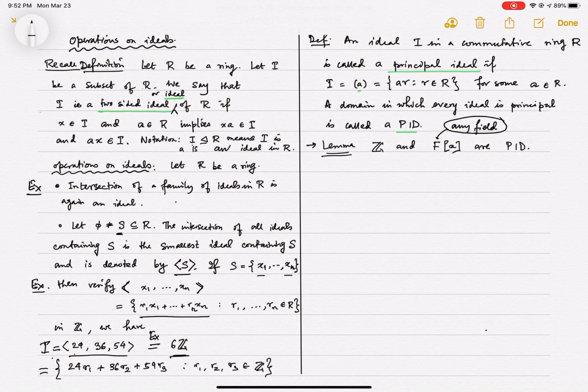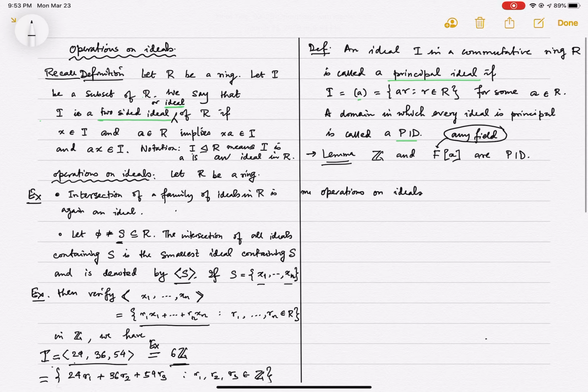So the other thing you can do is, given two ideals, you can take their sum or product. Let me explain. So operations continue. More. Let I and J be ideals in R, and let's just say R is a commutative ring.